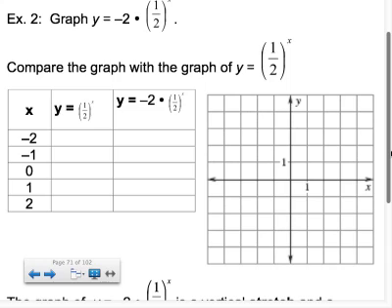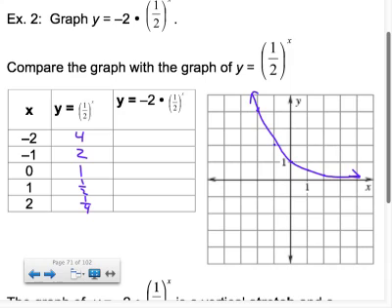In the previous slide, we already did y equals (1/2)^x, so I'm going to fill in this table real quick. This was 4, this was 2, this was 1, this was 1/2, and this was 1/4. I'll graph that real quick: -2, 4; then 2, 1, 1/2, 1/4.